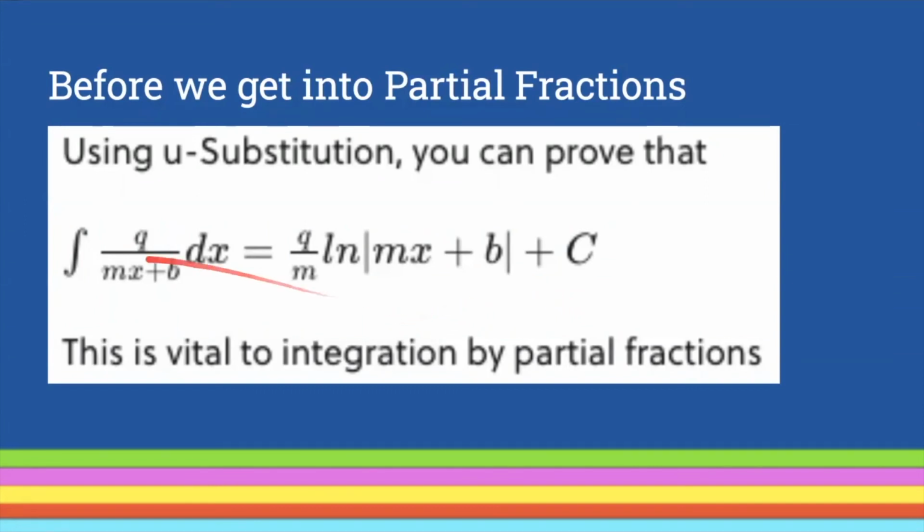So before we get in, you should remember this fact right over here, which comes from u-substitution. The integral of q over mx plus b dx is equal to q over m times the natural log of the absolute value of mx plus b, and then plus c. So this fact is vital to integration by partial fractions.